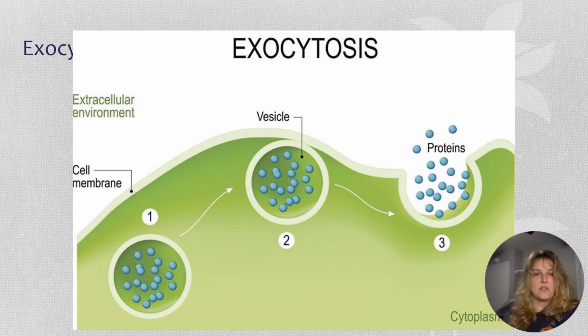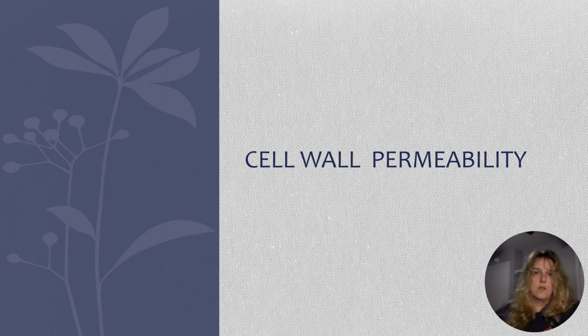So that's exocytosis. Now we're going to talk a little bit more about cell wall permeability and how it allows certain things in and certain things out. So this is beside the concept of what we've learned so far about endocytosis and exocytosis. So we're going to look at how the cell transports contents in and out as well.